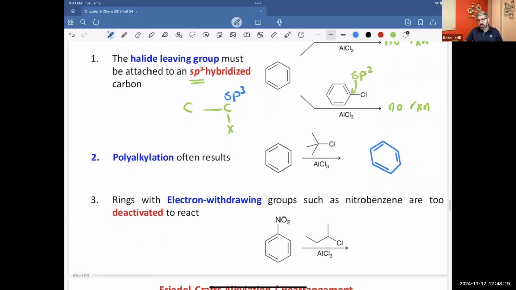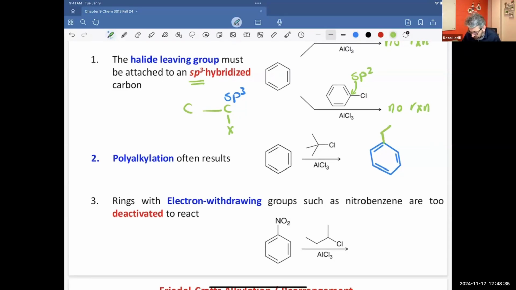Next thing is, when you put the first alkyl group on the benzene ring, now it will be activated. Why? Because the alkyl groups are electron donating. So if you put the first alkyl on the ring, that ring, we can say, got enriched with electrons. Now that it has more electrons, it will be more capable of running another alkylation reaction.